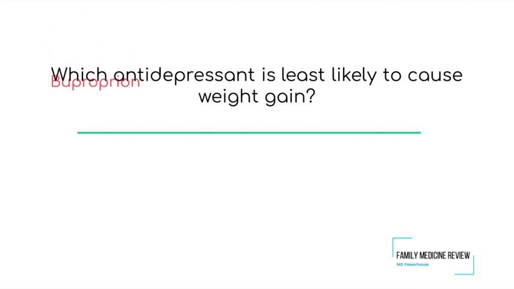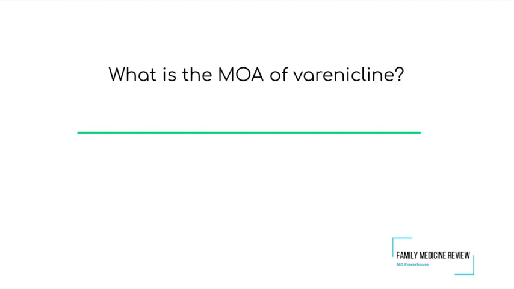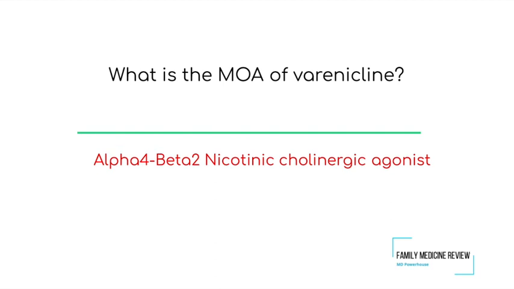Bupropion. What is the mechanism of action of this drug? Well, it is an alpha-4 beta-2 nicotinic cholinergic agonist. Its most common adverse drug effect is nausea, so it's typically recommended that you take it with food.